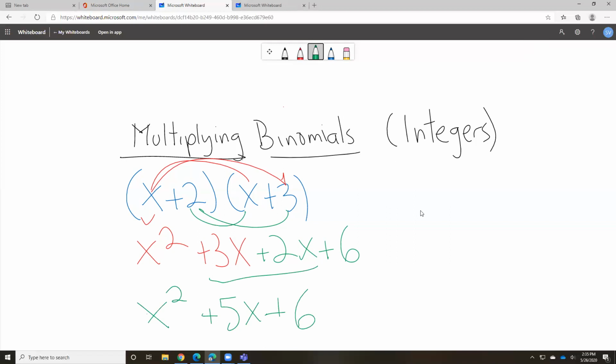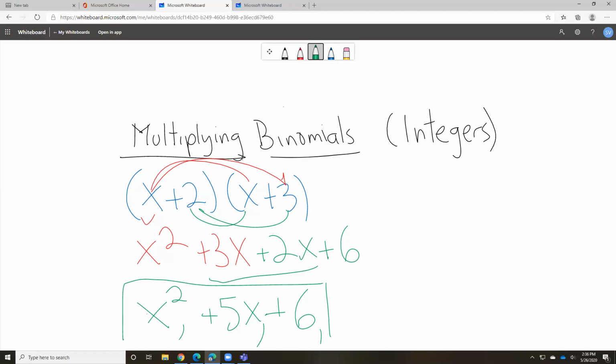Okay, so now we need to start introducing negative numbers in the binomial. And as you can see, my answer will be a trinomial. We start with two binomials. And this is a trinomial because of the three terms. 1, 2, and 3. 3 terms, trinomial.